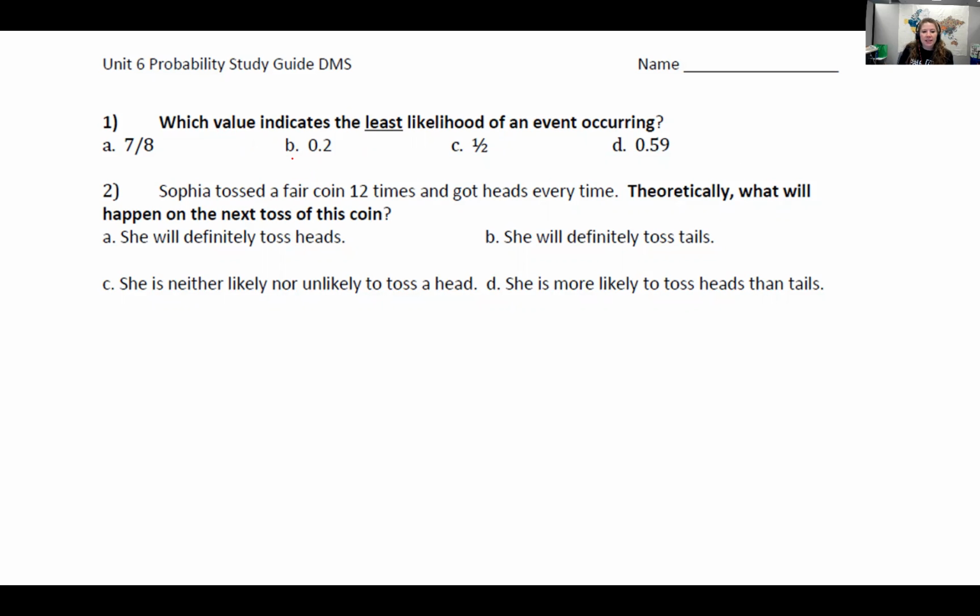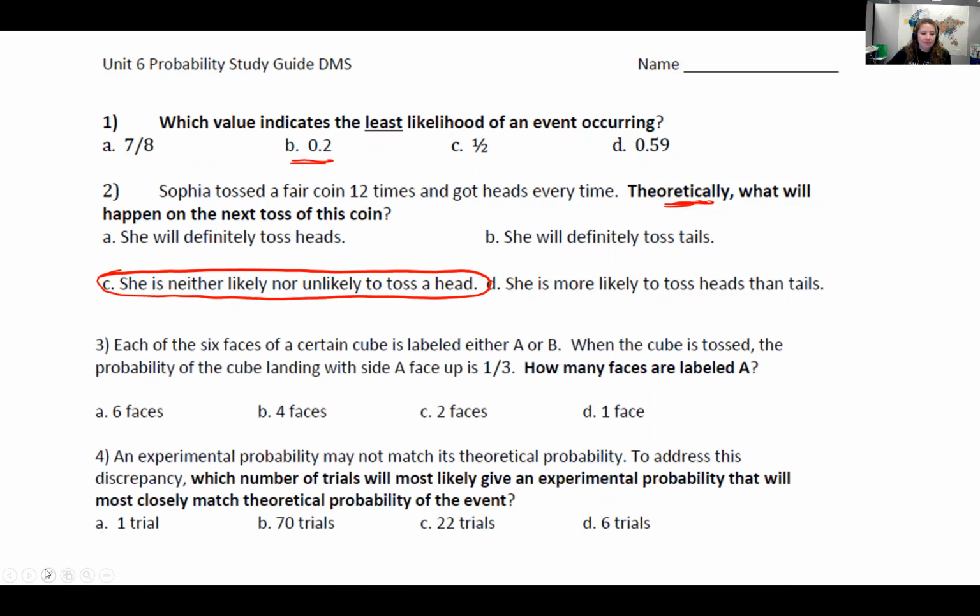So number 1, the answer was B because it's the smallest number. Number 2, since it says theoretically, then every time you toss a coin, regardless of what's happened in the past, you're as likely as not to get heads or tails because it's a 50% probability.